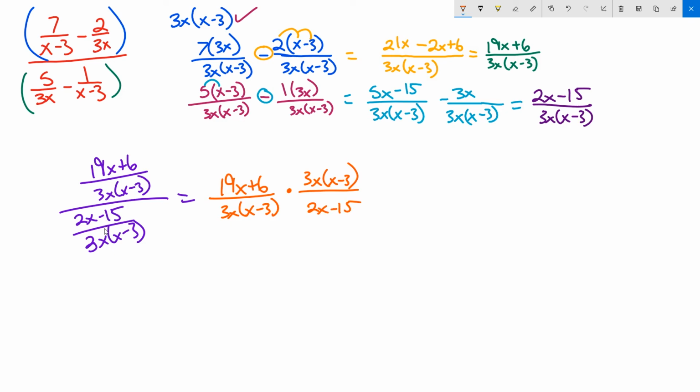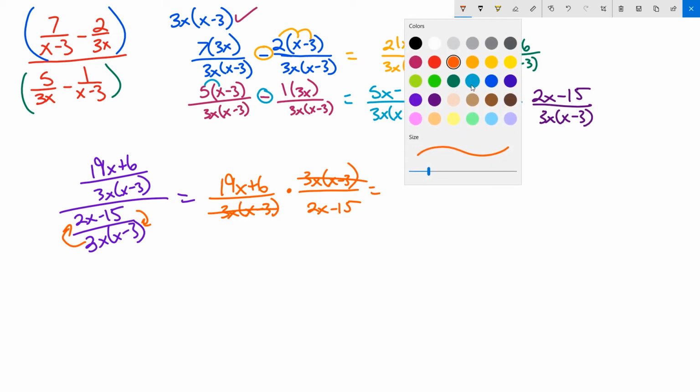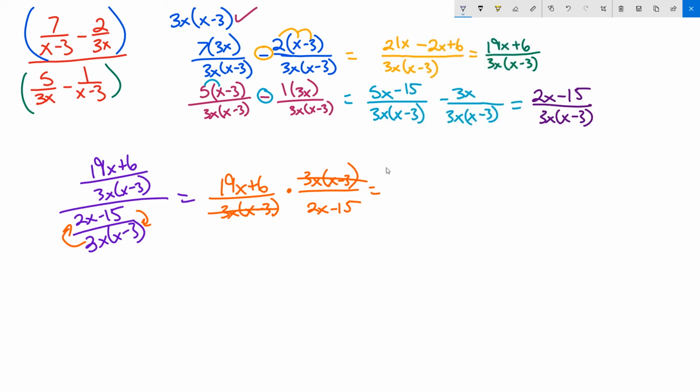Now if you look, all we did was flip this. So we brought this here, we brought this here, and we just reversed it. That way these two cancel each other out completely, because you've got 3x minus 3, 3x minus 3. So our final answer comes out to, I'll choose a fun color for this one, let's do a light purple. So we have 19x plus 6 over top of 2x minus 15.